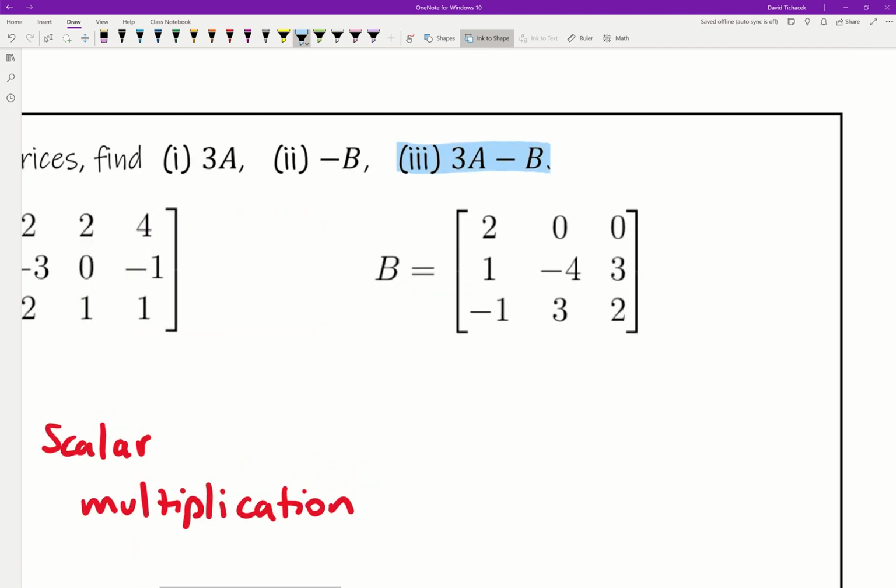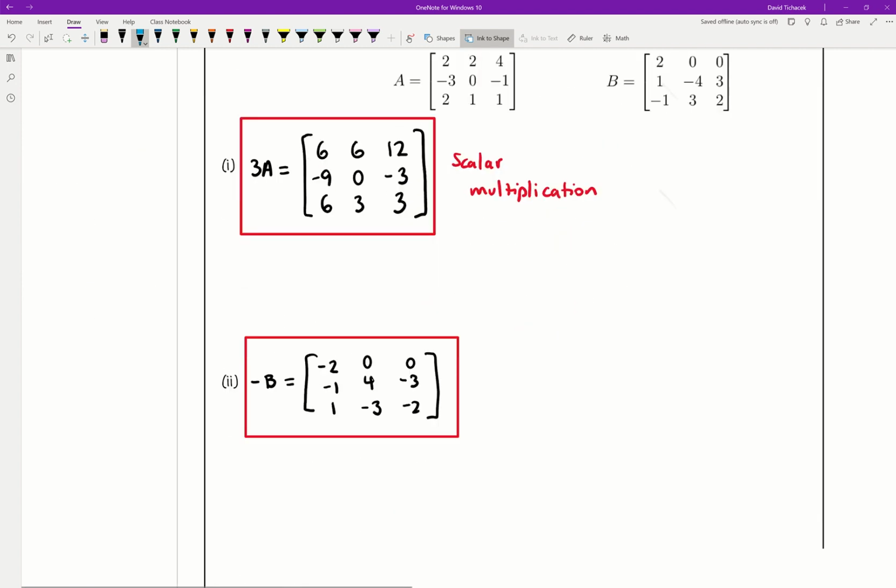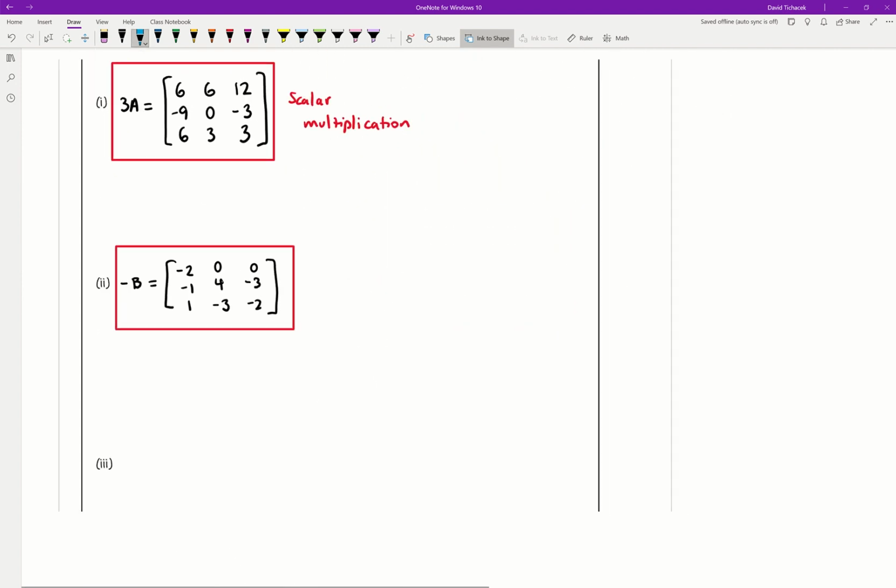Another way that you could interpret that would be to use the preceding two results. We already figured out what 3A is, and we already figured out what negative B is. So if we need to figure out what 3A minus B is, another way to interpret that is 3A plus negative B, because whenever you add on a negative number, that changes to minus, just like we have here. Because we already figured those two matrices out, we can simply add them together, which means we're adding corresponding entries, and then we're finished. I'm going to keep those in view while I work this out.